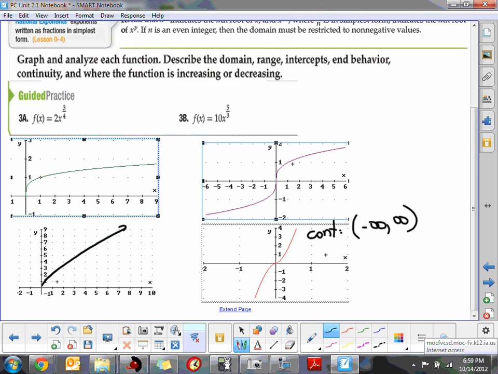And finally, where is the function increasing? Where is it decreasing? This is a nice, easy graph to do because of the nature of the graph. As we go from left to right, it's always going uphill. It's continuously going up. So it's increasing on the entire interval from negative infinity to infinity. It's decreasing nowhere, or never.